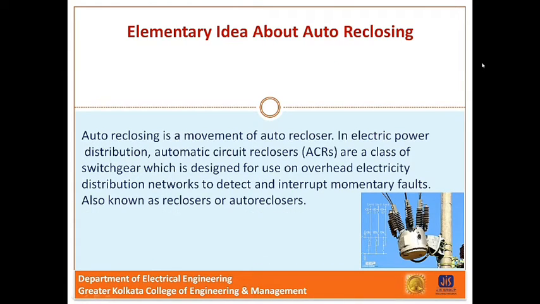Faults on overhead lines fall into one of three categories: transient, semi-permanent and permanent. 80 to 90% of faults of any overhead line network are transient in nature. The remaining 10 to 20% of faults are either semi-permanent or permanent. Auto reclose scheme in a high voltage system is used to re-energize the line after a fault trip.